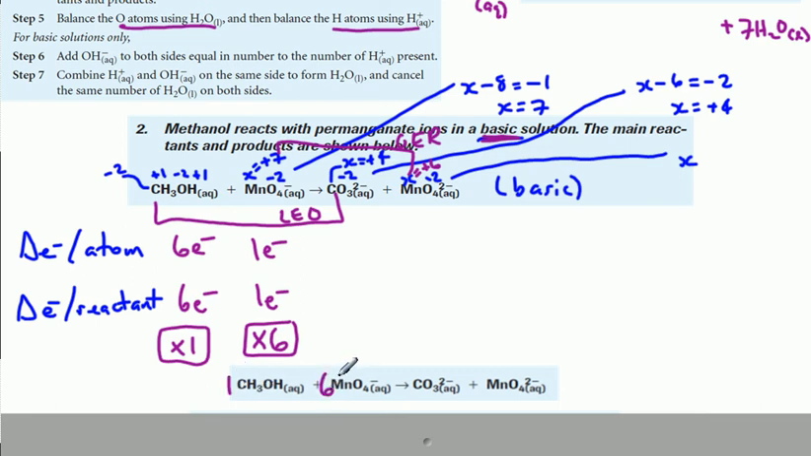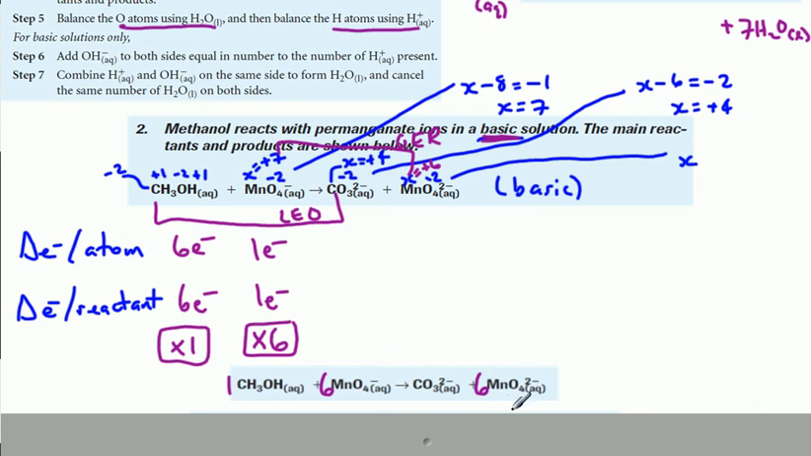And so now we balance all the elements other than the oxygen and the hydrogen. And since there's 6 manganese here, we're going to put a 6 here. And there's 1 carbon on each side, and so we're done. And now we move on over here with step 5, oxygens by using waters, because of course this is in basic medium, so it's a solution.